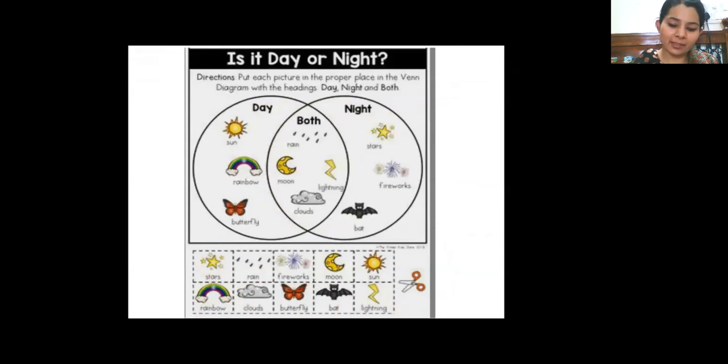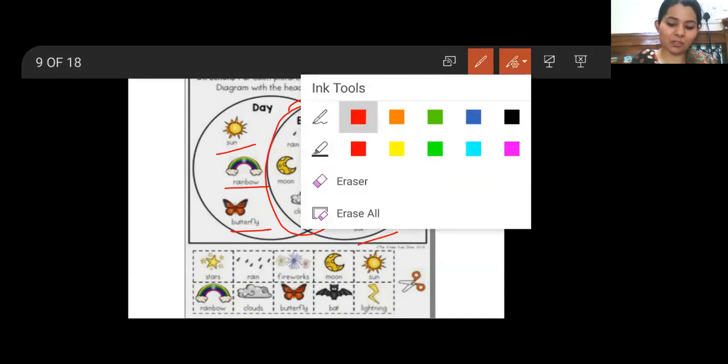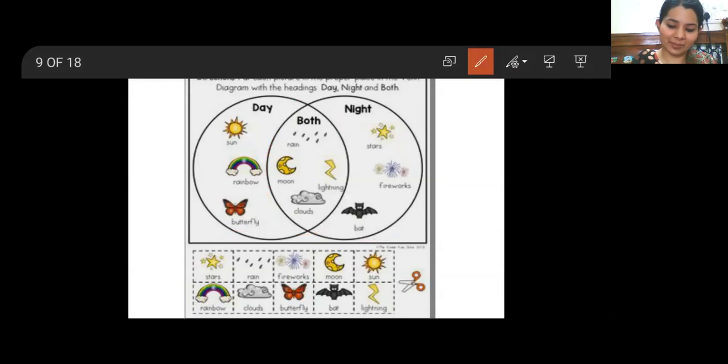So here day, you can see. Yes. Now here you can see the sun, rainbow, butterfly, all these three things you can only see during the daytime, whereas stars, fireworks, bat in night. But of course it rains in the day and night too, isn't it? Clouds are seen during the day also and during the night also. And moon during the evening time, isn't it? So I hope that you have got all your answers correct.